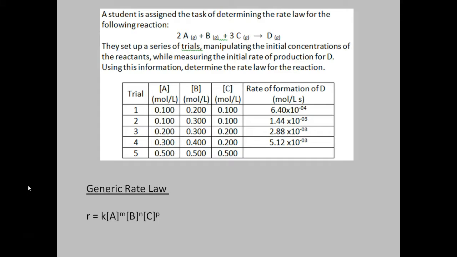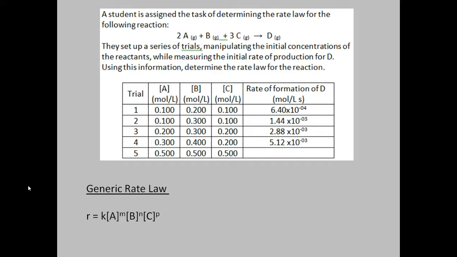Now, the first thing we always have to do when we're going to solve these is write out our generic rate law equation. So all we do is we say the rate of reaction is equal to our rate law constant K times the concentration of each of the reactants raised to some power. And so in this case, I'll say A raised to the power of m, B raised to the power of n, and C raised to the power of p. You'll notice I skipped O because it looks like a 0. We don't want to create confusion.